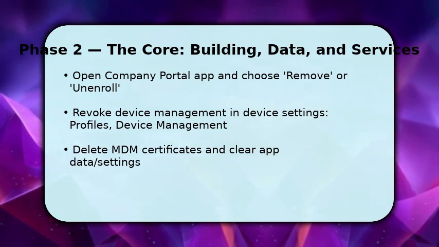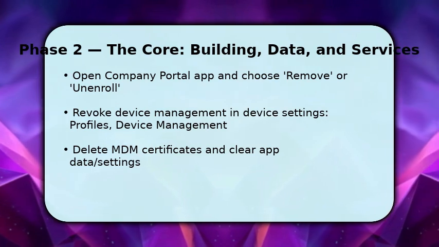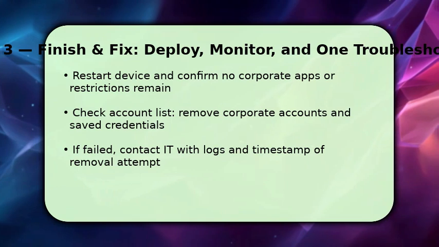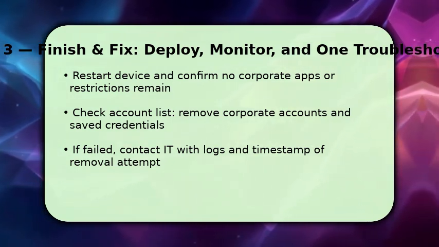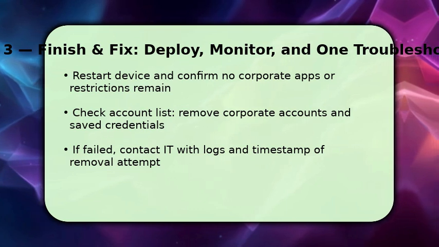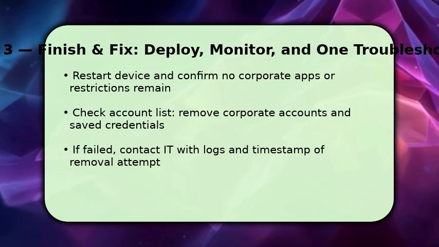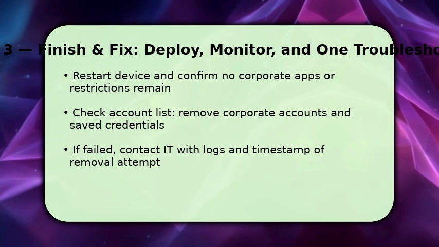Intermittent connections can leave residual settings. You finish by restarting the device. A reboot clears lingering services and enforces removed policies. After reboot, verify corporate apps, restrictions, and profiles are gone, and remove any corporate accounts or saved credentials. If the portal still appears, collect logs, note the exact time of your removal attempt, and contact IT. This helps them trace enrollment events.